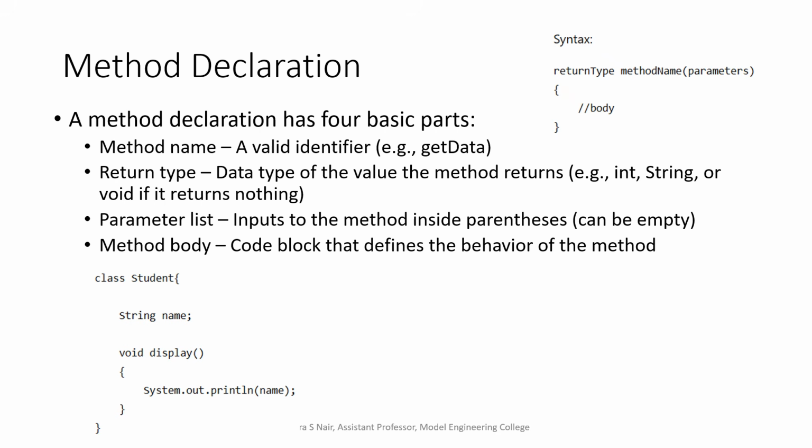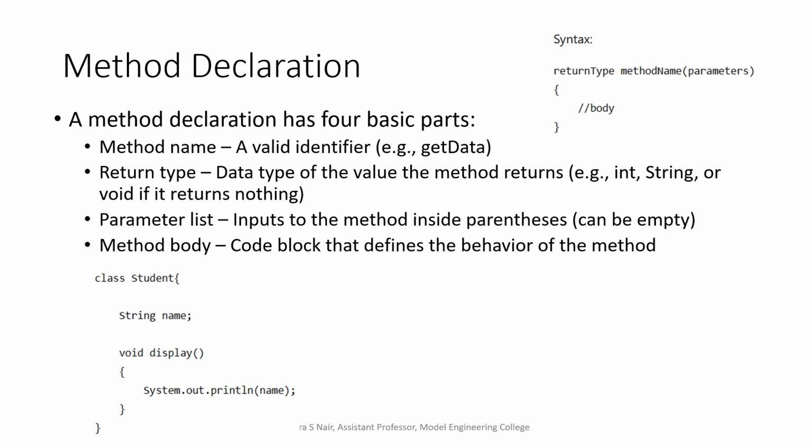First is method name. It should be a valid identifier like get data or get the data or get the object like that. And next is return type. Return type is the data type of the value the method returns. If there is nothing to return, then we can write void.